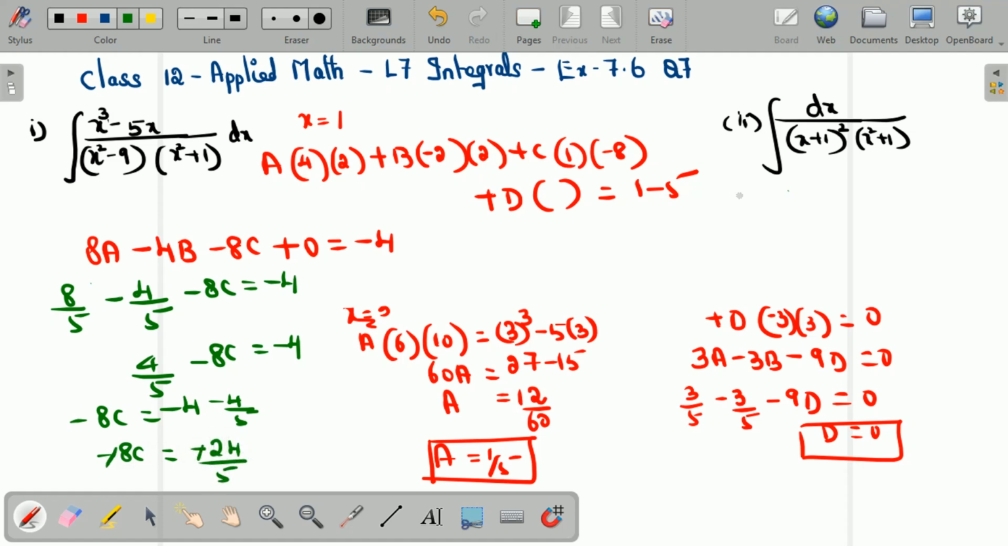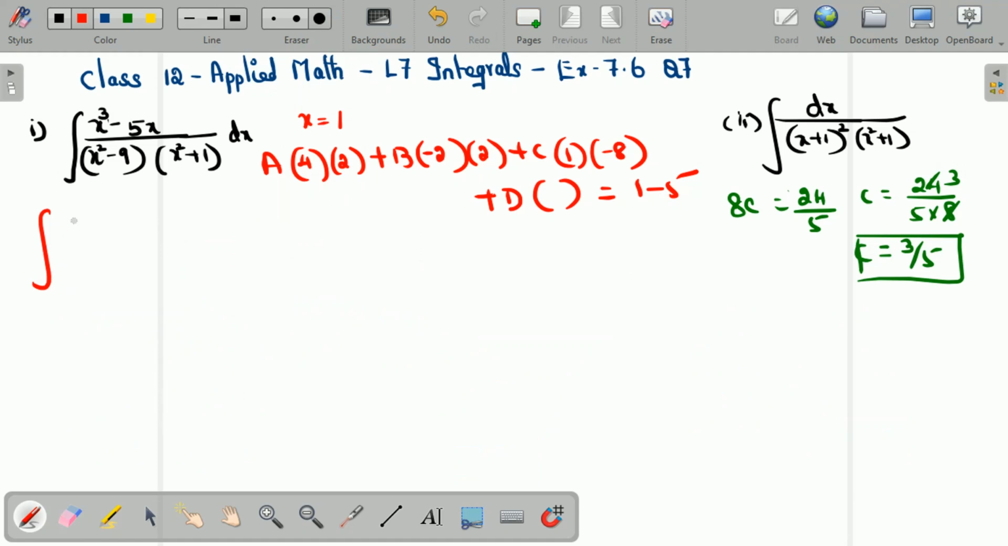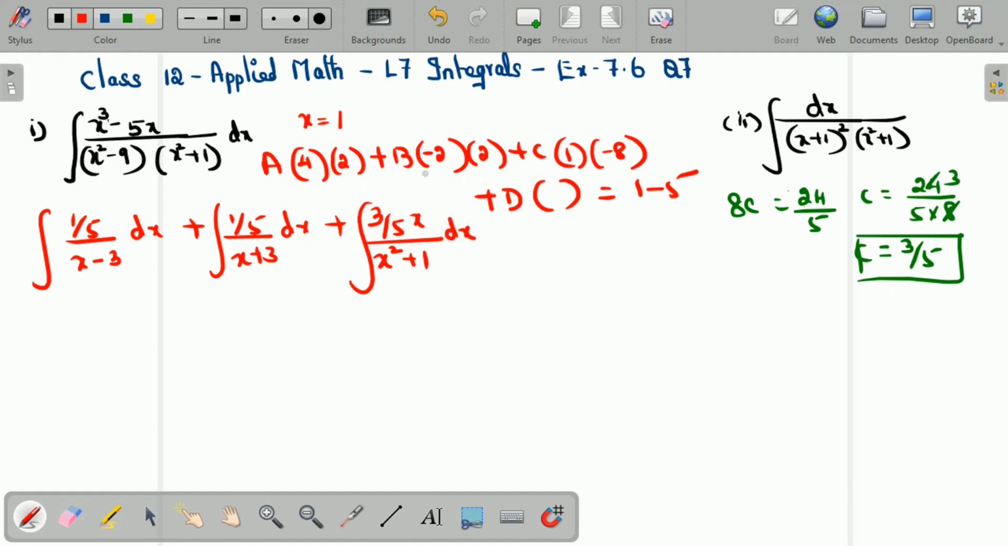Strike out the minus sign. So 8c is equal to 24 by 5, or c is equal to 24 by 5 into 8. So if you simplify, c is equal to 3 by 5. Now let's put everything in the integration. This means this is integral of 1 by 5 by x minus 3 dx plus 1 by 5 integral of x plus 3 dx plus 3 by 5 x divided by x square plus 1 dx. Remember, the d value is equal to 0.